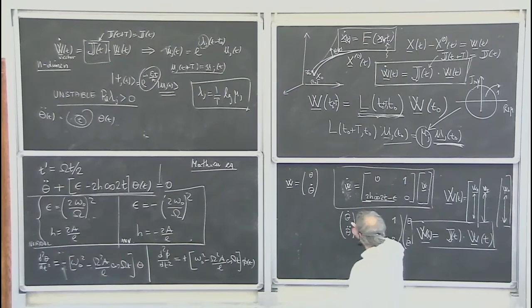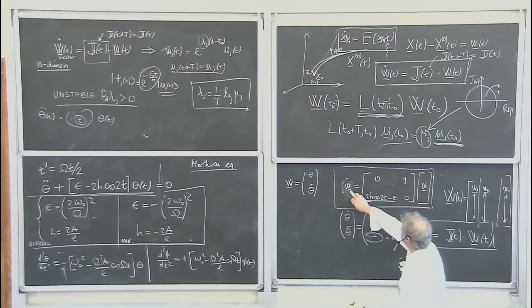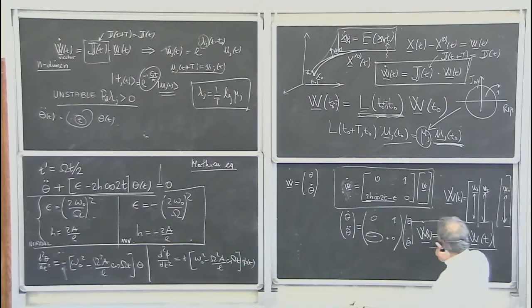Is this clear? Okay? So you can write the Mathieu equation exactly in the form that I am suggesting here, where the matrix J is this 2x2 object here. And now, as you see, this matrix is periodic.